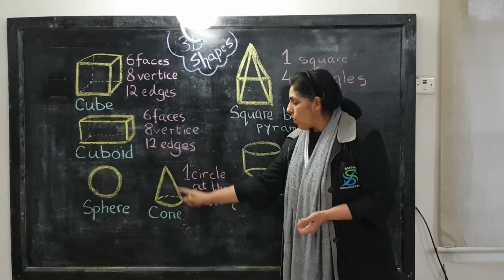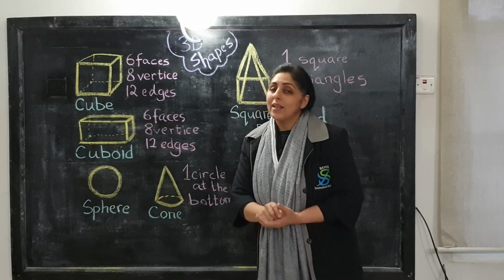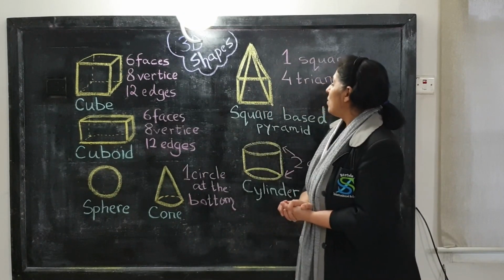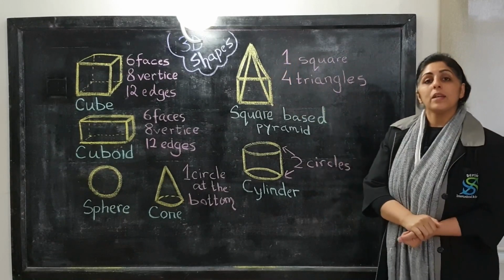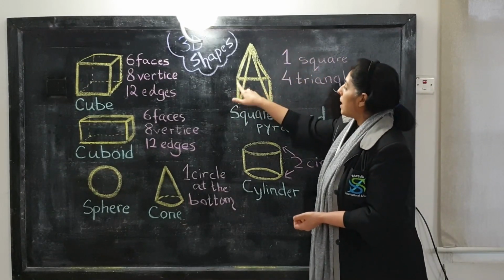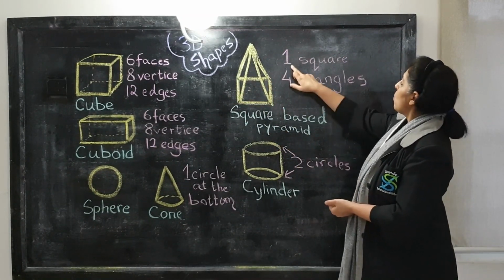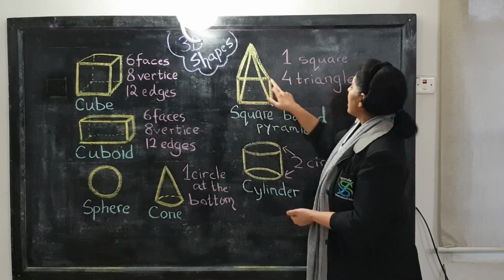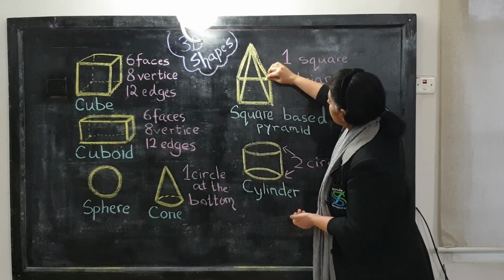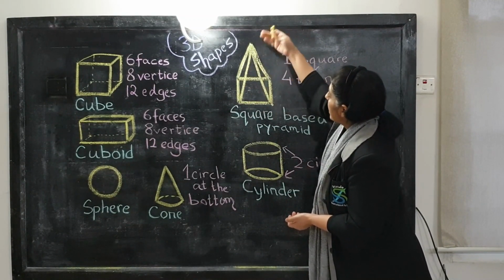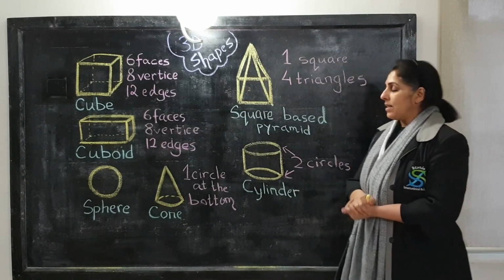Moving on to cone, this shape. The cone has a circle at the bottom. That is its feature. Moving on to the next one. This is a square-based pyramid. Means this is a pyramid, but the bottom part of it, the base, is a square. So one square at the bottom and it has 4 triangles. How? This is one triangle, this is another, 3 and another at the back. So that's 4 triangles.